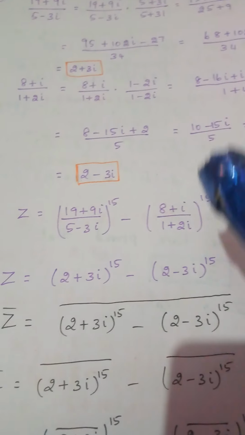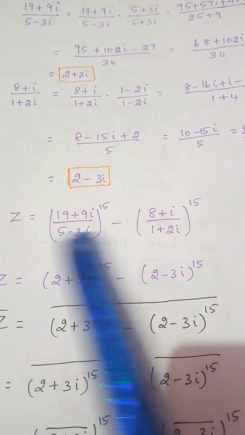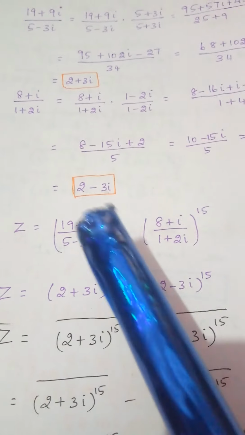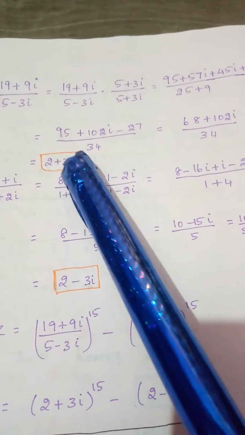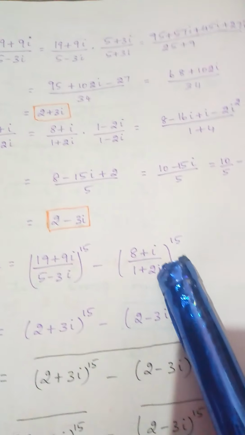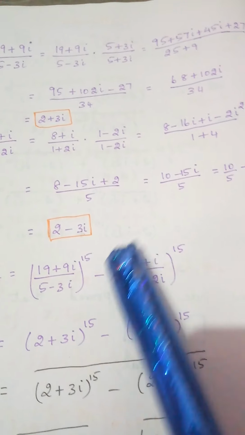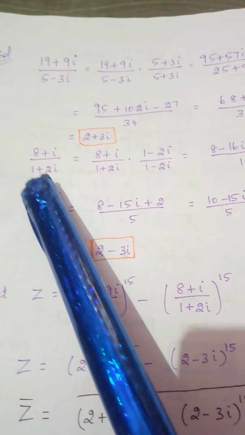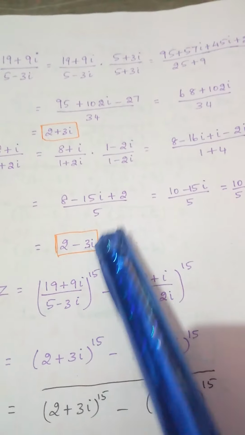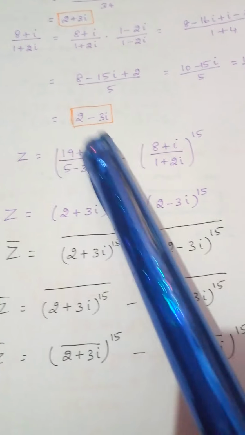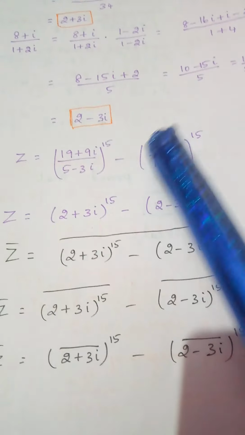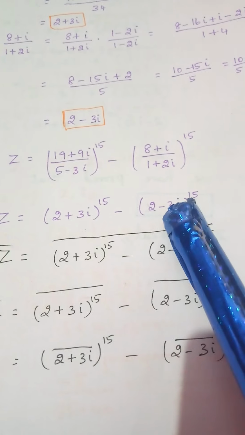So again I repeat, to prove that this is imaginary, how are we doing it? We take this term alone, 19 plus 9i by 5 minus 3i, and simplify it to 2 plus 3i. Then in the question we take the second term, 8 plus i by 1 plus 2i, and simplify that, getting 2 minus 3i as the answer. So in place of this bracket we write this value, and in place of this bracket we write this value.